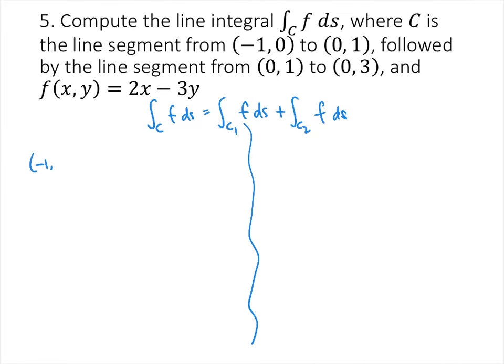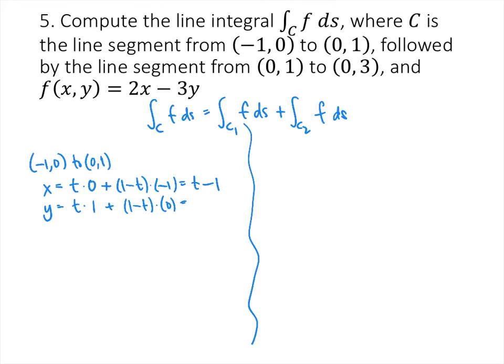So let's start with the line segment from (-1, 0) to (0, 1). Using the standard line segment parameterization that we talked about before, what we get is x equals t times the ending x value, 0, plus 1 minus t times the starting x value, negative 1. And that works out to just be t minus 1. Y is t times the ending y value, which is 1, plus 1 minus t times the starting y value, which is 0. So that just gives us t. So our parameterization is (t minus 1, t).